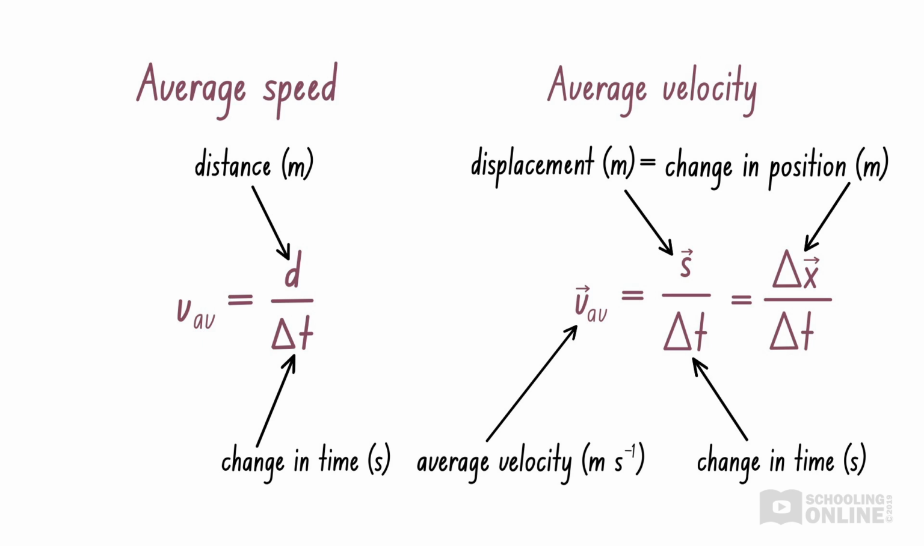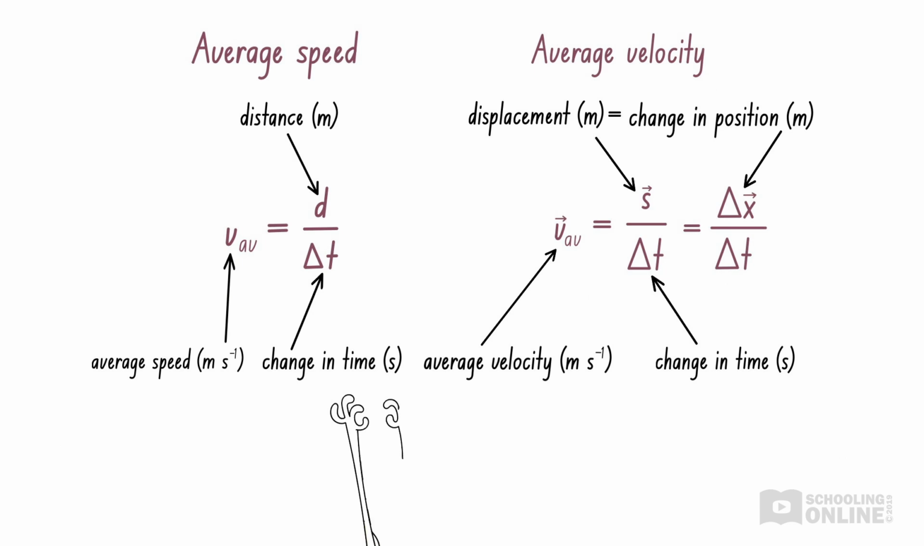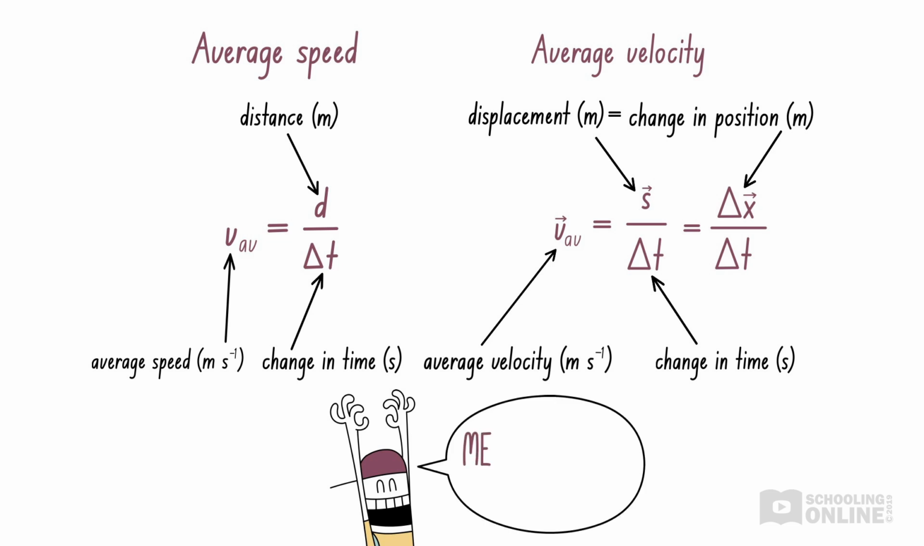Now, because the letter S is used to represent displacement, we cannot use this for speed. Instead, speed is written as lowercase v. There's no arrow on top since it's a scalar. Keep in mind, these equations are not shown in the HSC physics formulae sheet. Therefore, you'll need to memorise them for exams.